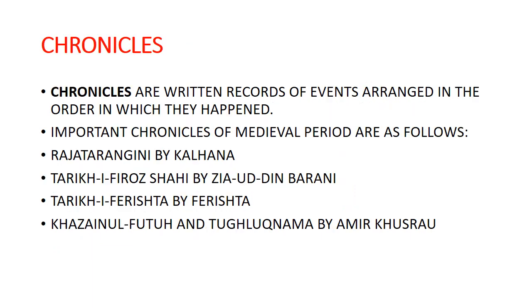So let us know about the chronicles. Chronicles are written records of events arranged in the order in which they happened. So these are historical accounts of facts and events arranged in chronological order. Now those who write chronicles are called chroniclers. Chroniclers obtain information from various places. It varies from one chronicler to another.